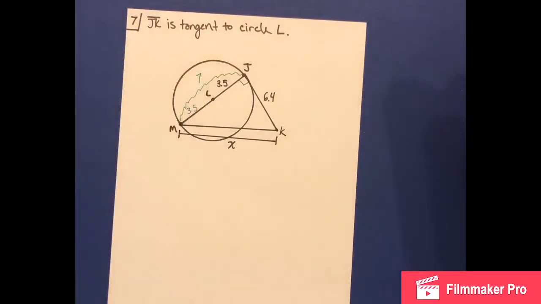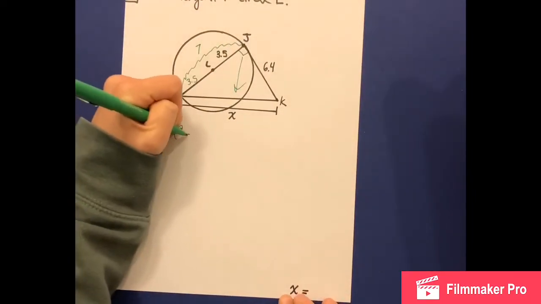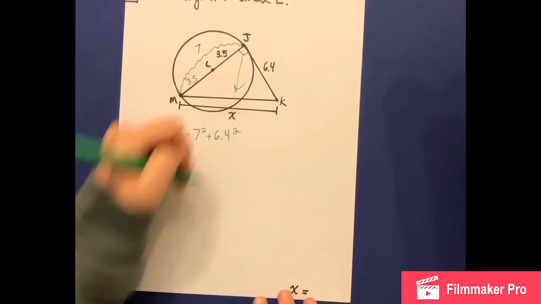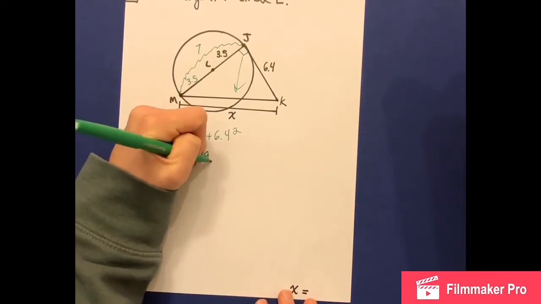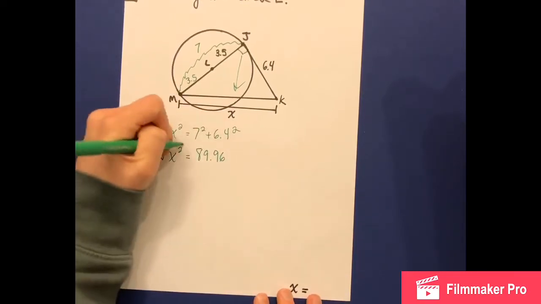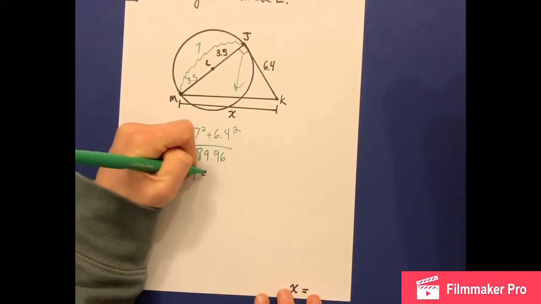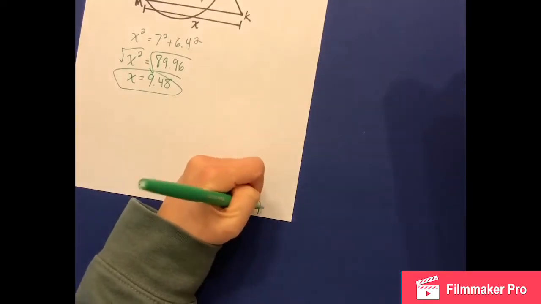And I'm going to start my equation, my hypotenuse. So I get x squared equals 7 squared plus 6.4 squared. I get x squared equals 89.96. I'm going to square root both sides. I get x equal to 9.48. And that's my answer here.